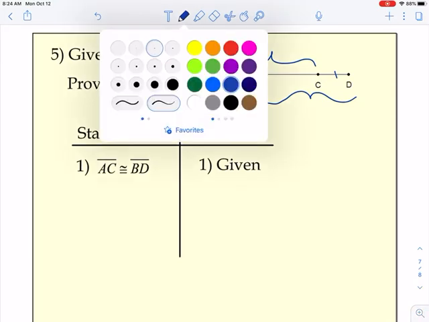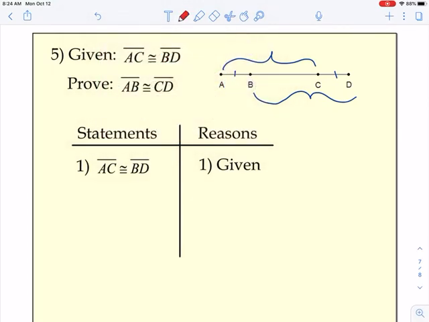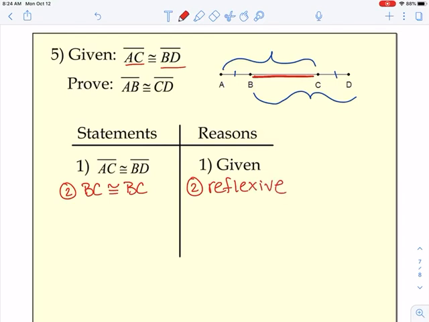Notice that the 2 line segments, AC and BD, overlap at BC. So that's the part that I want to get rid of. So the first thing I'm going to do in order to get rid of BC is use the reflexive property. And I'm going to say BC is congruent to BC, and that is because of reflexive. Okay. And now for the next step, what I'm going to do is I'm going to do subtraction.